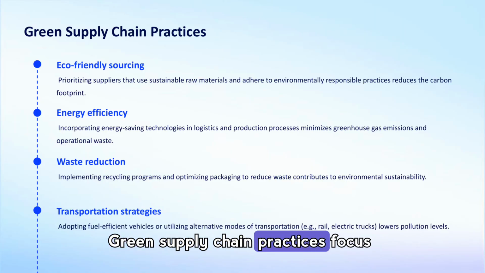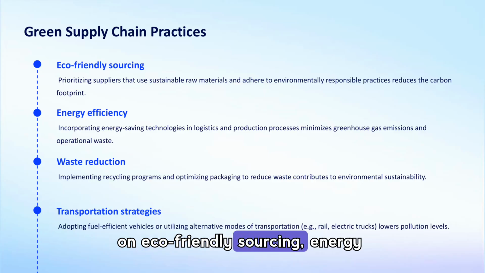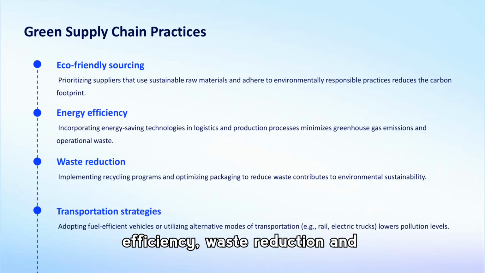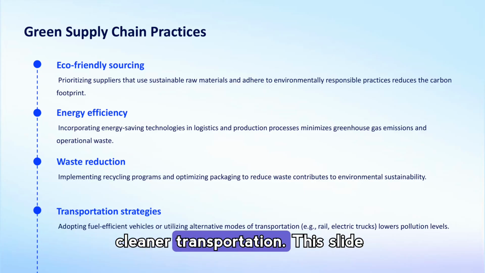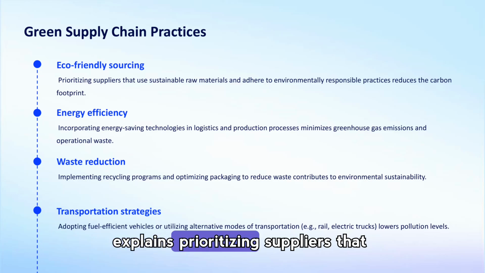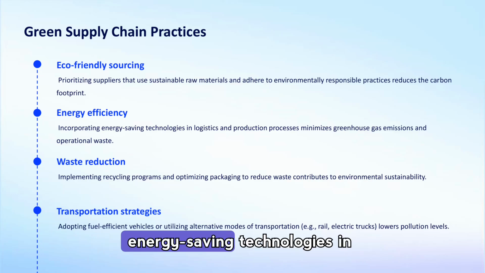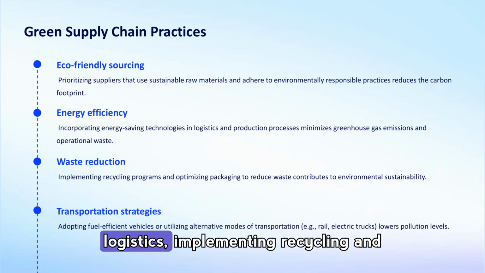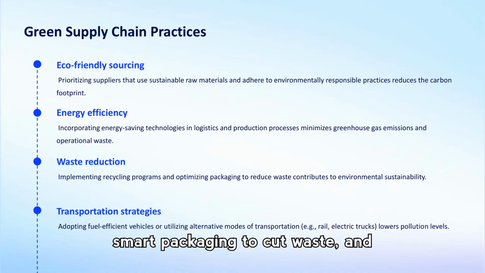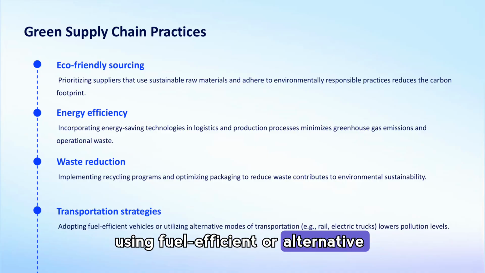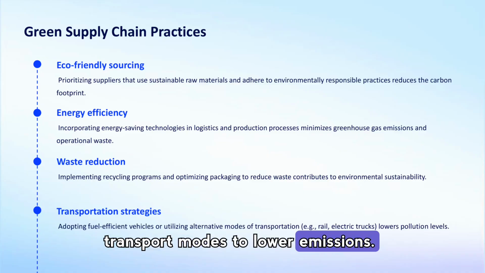Green supply chain practices focus on eco-friendly sourcing, energy efficiency, waste reduction, and cleaner transportation. This slide explains prioritizing suppliers that use sustainable materials, adopting energy-saving technologies in logistics, implementing recycling and smart packaging to cut waste, and using fuel-efficient or alternative transport modes to lower emissions.